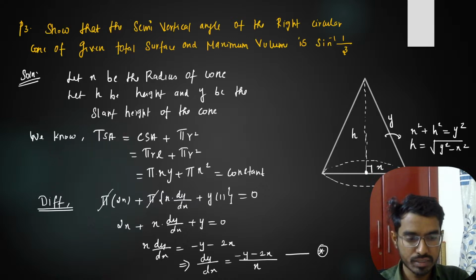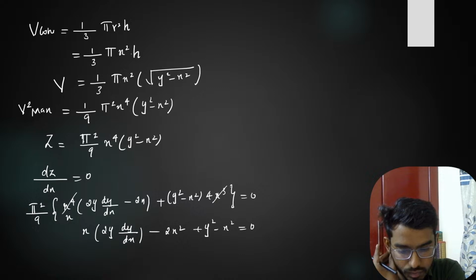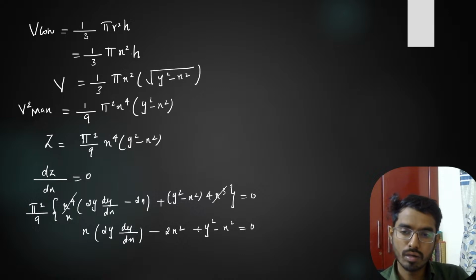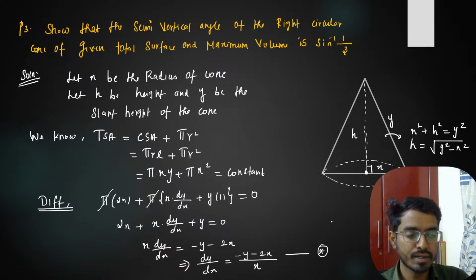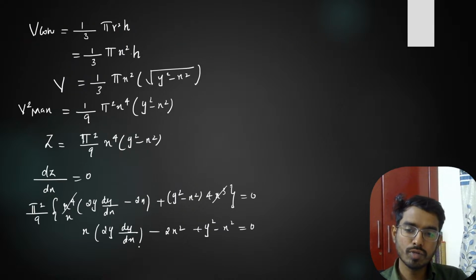dz by dx equal to 0. Now I'm going to substitute this dy by dx to be the star. I said we will be using dy by dx later. Before that, we will simplify this to some more extent.